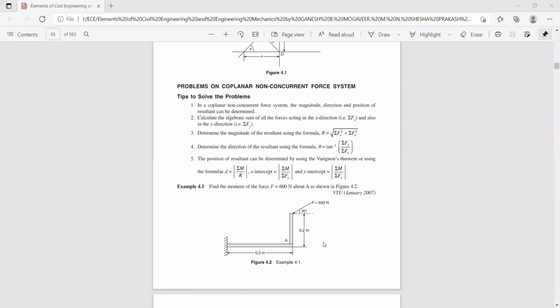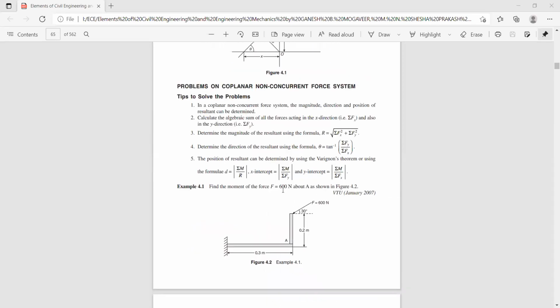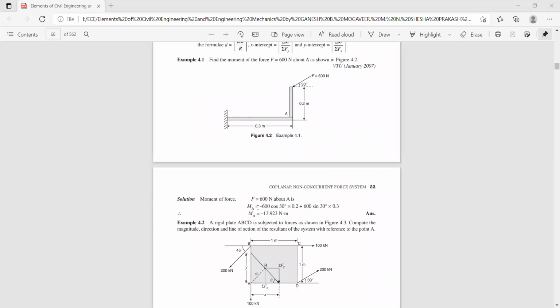So is it okay? Now you can see F is equal to 600 Newton about A, and the moment of this force. I think here there is some mistake. You can see the printing mistake. In the given problem, find the moment of the force F, 600 Newton, about A only. You are required to find the moment about A. But here there is a printing mistake. MA is equal to minus 600 cos 30 into 0.2 only.